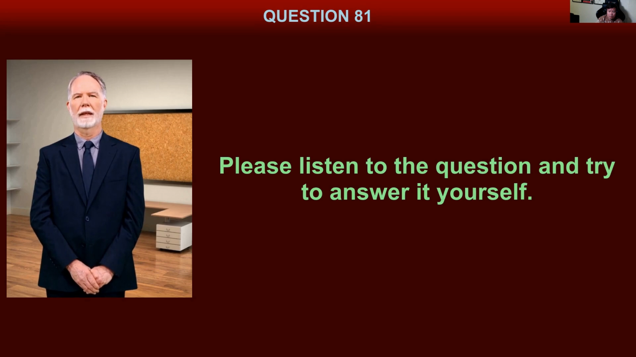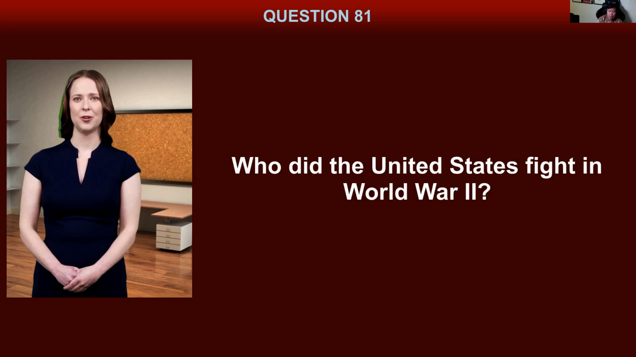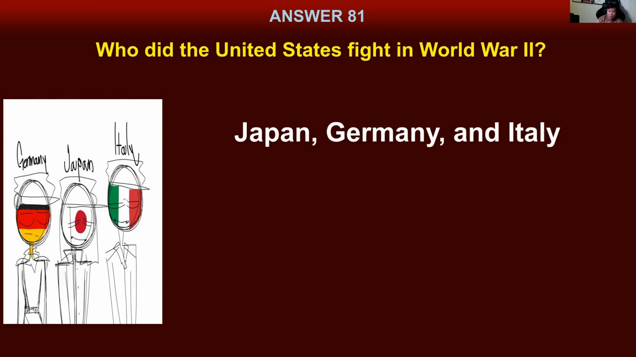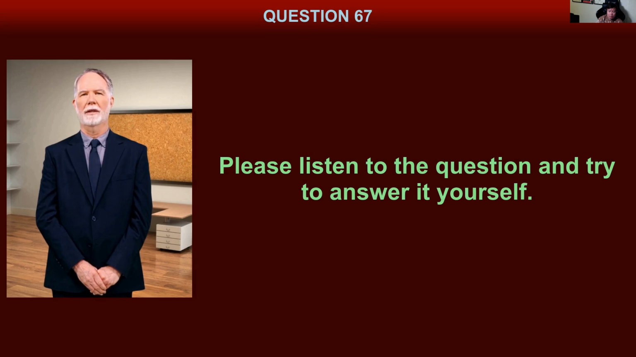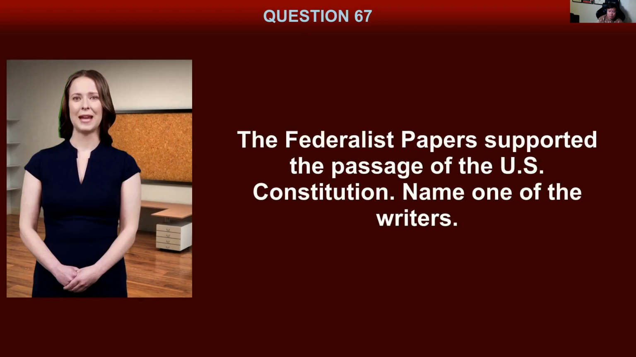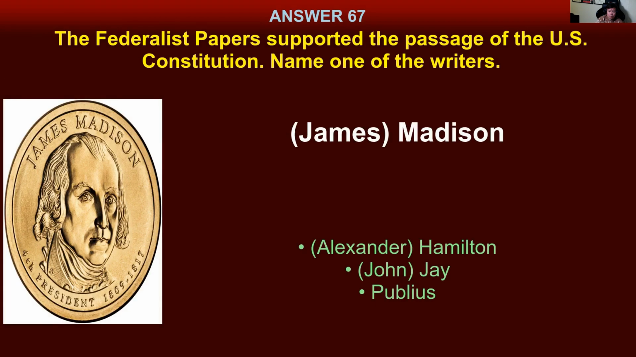Who did the United States fight in World War II? Japan, Germany, and Italy. The Federalist Papers supported the passage of the U.S. Constitution. Name one of the writers. James Madison.